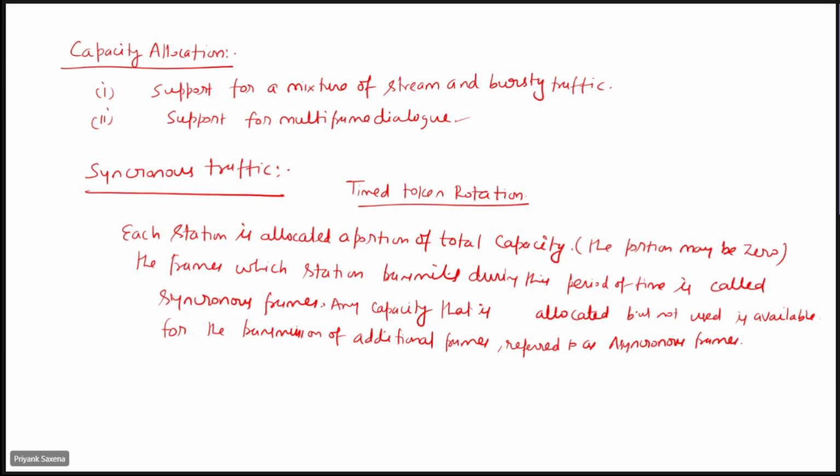So what is the synchronous allocation I am talking about? The frames which a station transmits during the period of time are called synchronous frames. Any capacity that is allocated but not used is available for transmission of additional frames, referred to as asynchronous frames. As I said, if you finish your homework in time, you will be allowed to play the games. But if you are not finishing the homework, you will not be allowed to play the games.